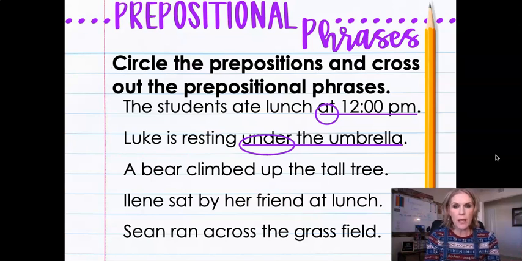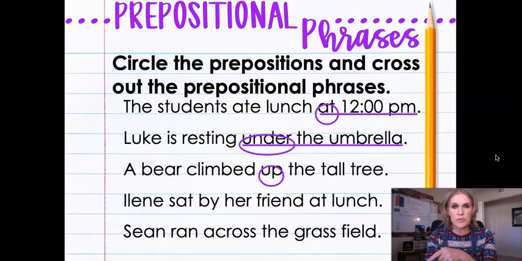A bear climbed up the tall tree. Look for the preposition first. Which one of these words has to do with where, when, or a direction or how something moves? You guessed it, it's up. Up is the preposition. Up what? What is it talking about? It's not talking about the bear.